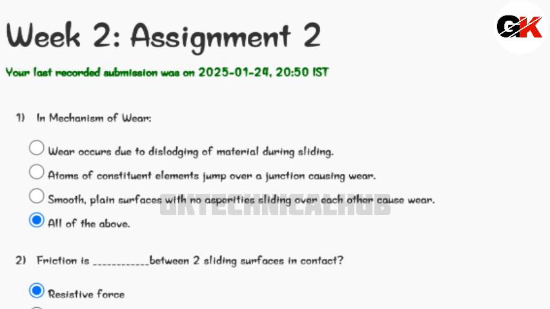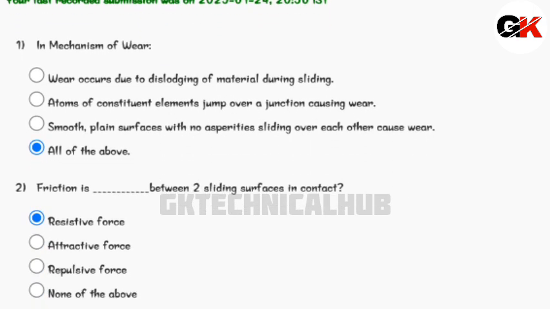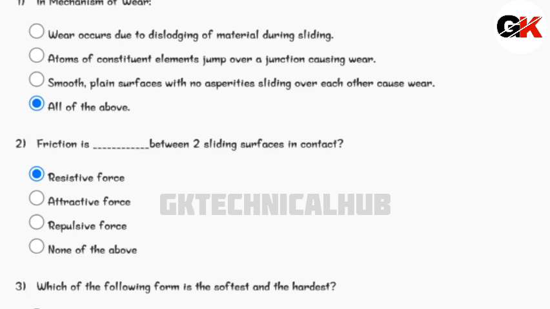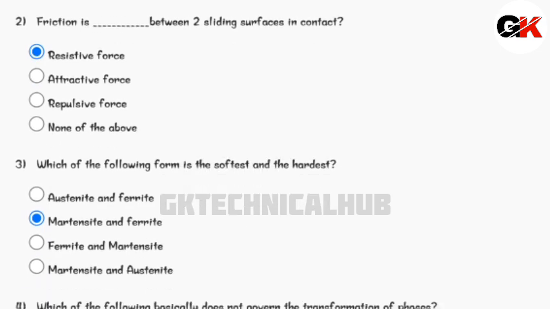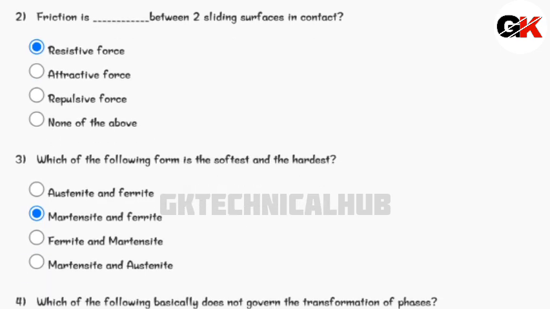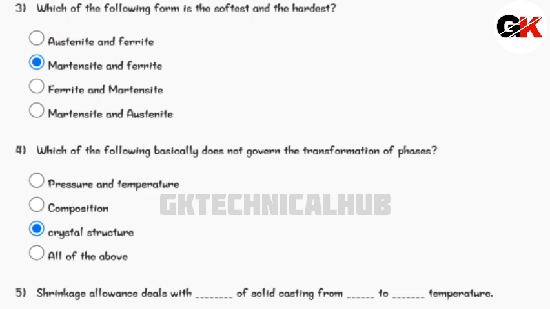Question number 1 solution. You can see the options and mark the options in your assignment. Question number 2. See the questions and see the options and mark accordingly. Question number 3. Which of the following phases is the softest and the hardest? Martensite and ferrite. Which of the following basically does not govern the transformation of phases?